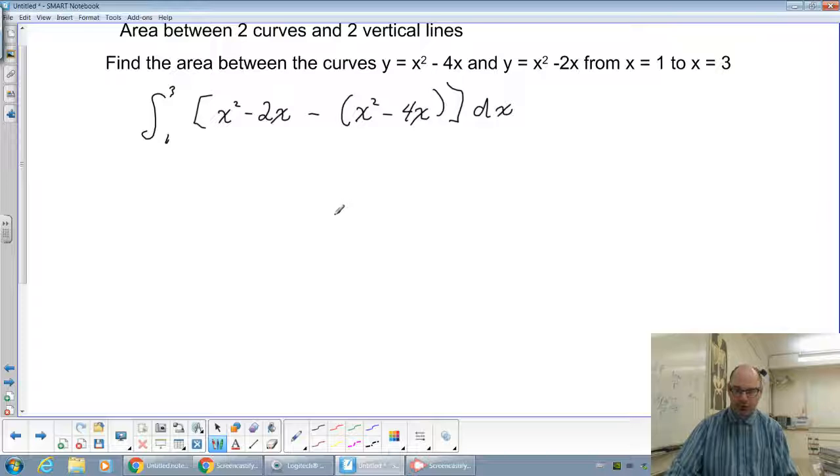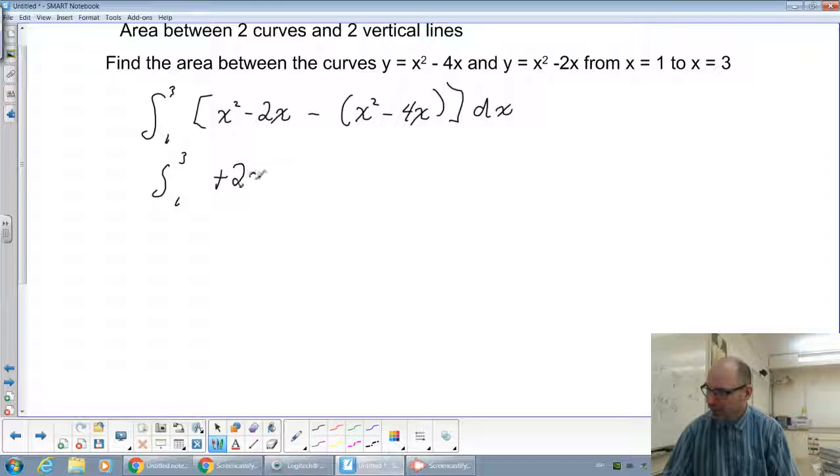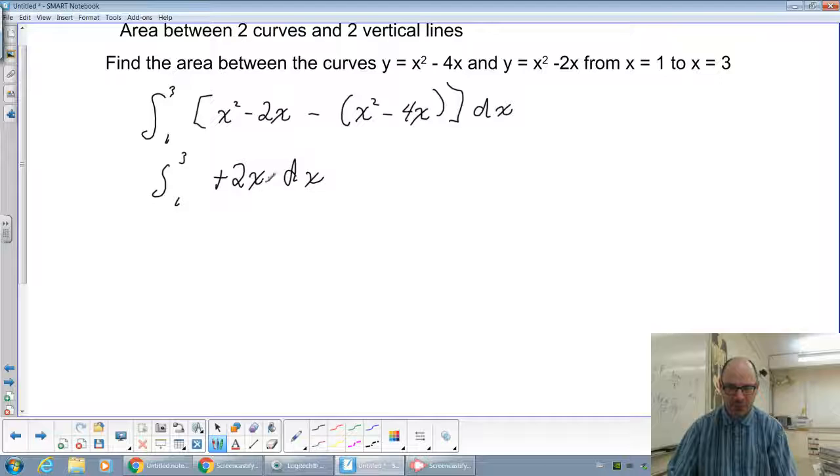Okay, so nicely for us, this cancels out here. x squared minus x squared is 0. Negative 2x minus negative 4x, 6x. Or sorry, what am I doing? I've got to do it correctly here. Let's simplify it here. So this gives us 0. Negative 2x plus 4x is 2x, not 6x. Plus 2x dx. So that's an easy integral for us to do.